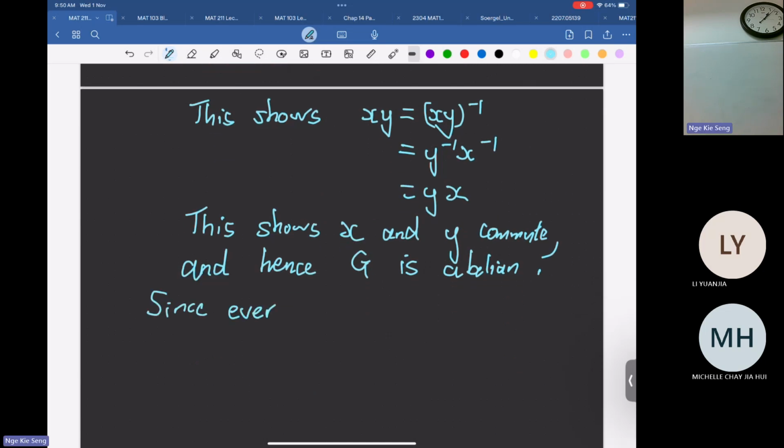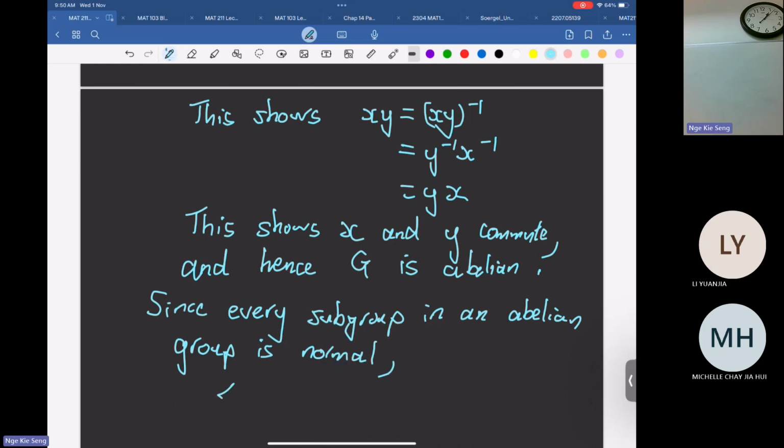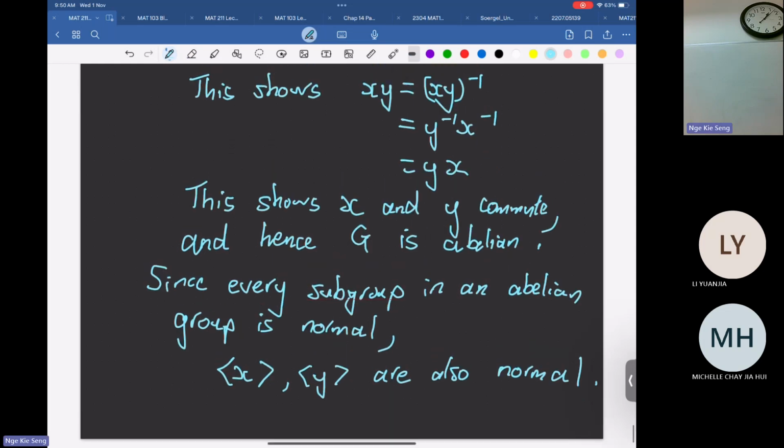Since every subgroup in an abelian group is normal, the cyclic subgroups generated by x and y are also normal. So by part D, what do you need? You need the intersection to be the identity, and the multiplication of these two groups to be the whole group.